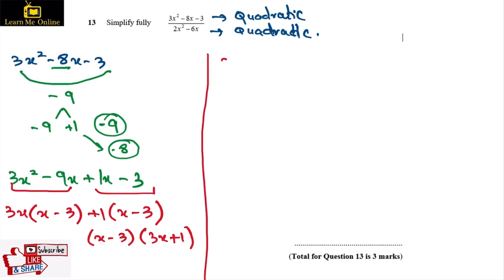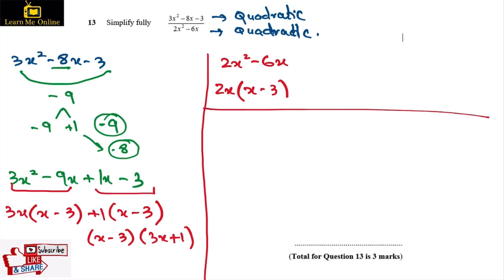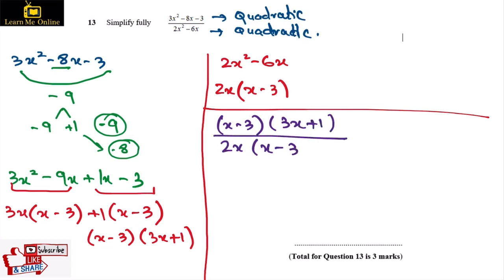I'm going to do now 2x squared minus 6x. You can factorize 2 and x from here and you'll get x minus 3 here. So this is the factorization of the denominator. We're going to write them together now. So the numerator is the two brackets, which is x minus 3 and 3x plus 1. The denominator is 2x and x minus 3 bracket.